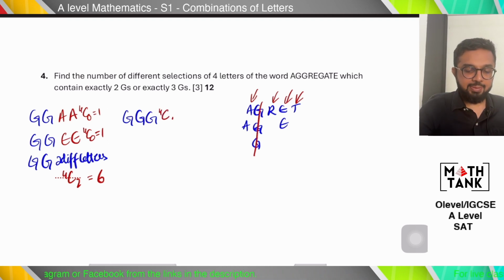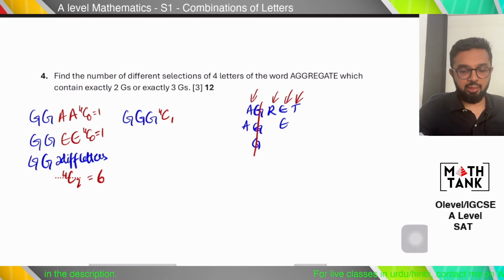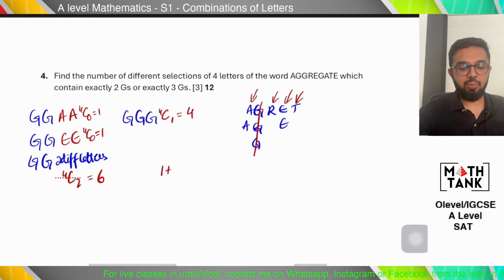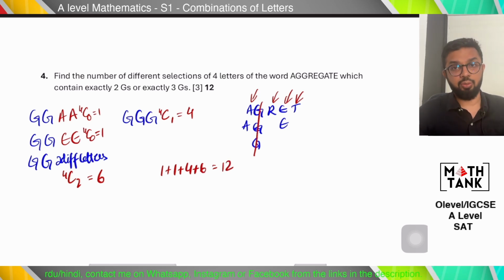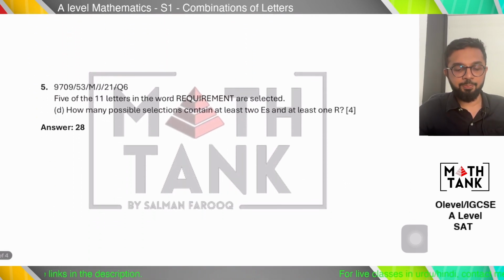In the case of 3 G's, 4C1 comes in again. Why 4? Because we cannot double count A and E within combinations. We can do that in permutations, but not in combinations. So that gives me 1 plus 1 plus 4 plus 6. Now this has become a very common question on the exam. So you should understand this. Sometimes it goes into probability as well, and that makes it more complicated. We're going to talk about that in a bit.